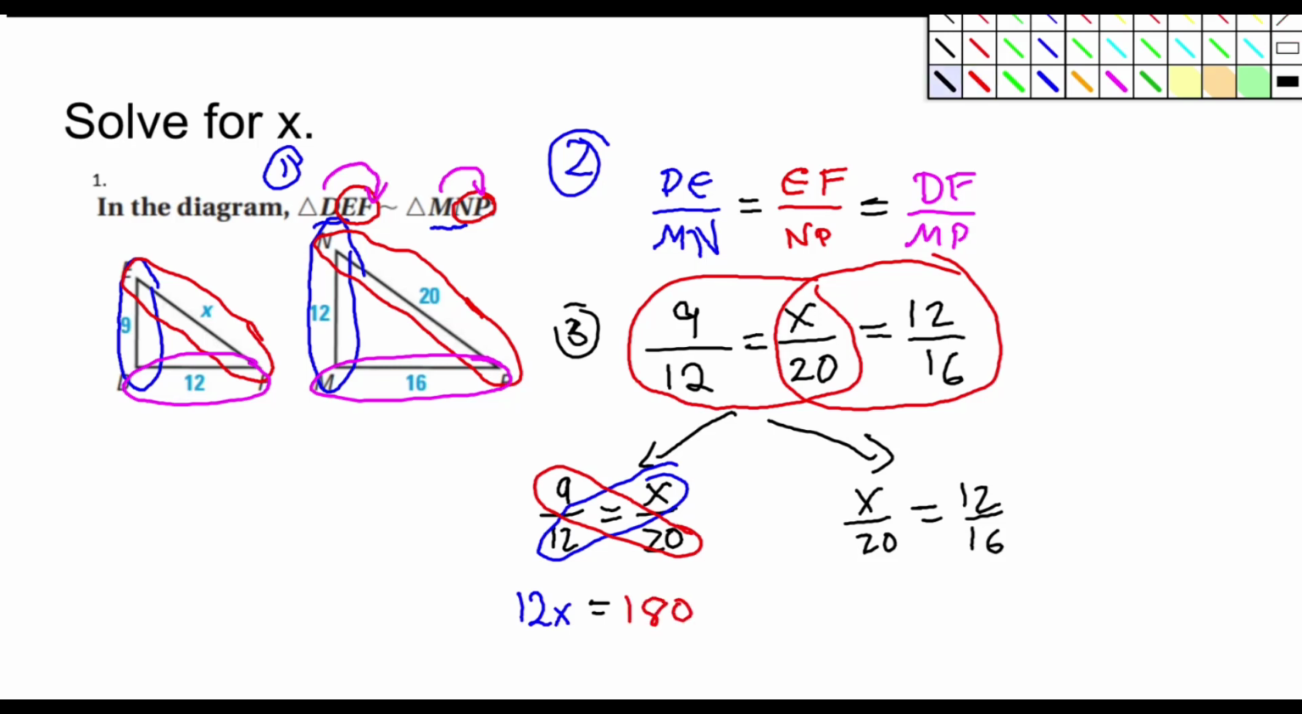Perfect. And then we have one last little step. Let's divide by 12. And so we have an answer for this problem. X is equal to, what is 180 divided by 12?